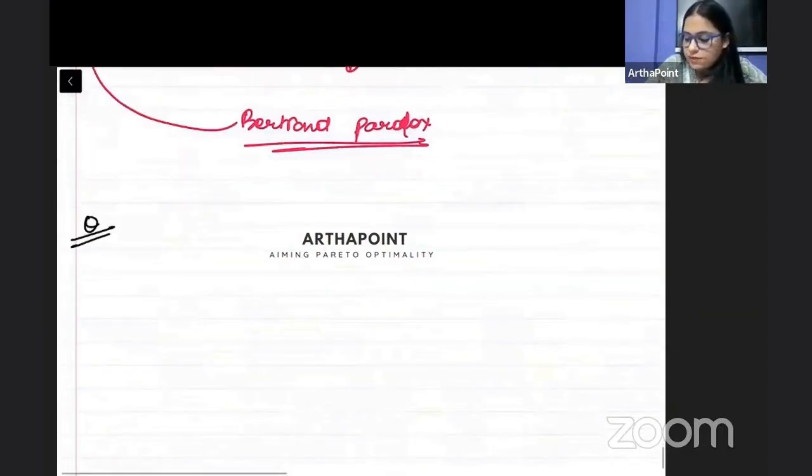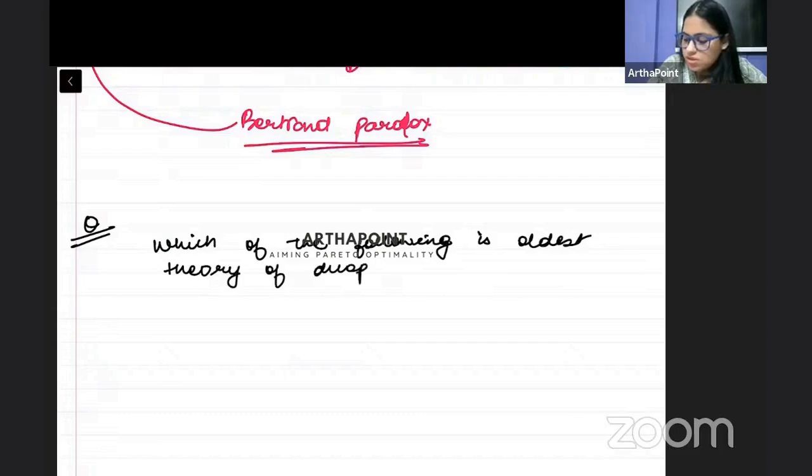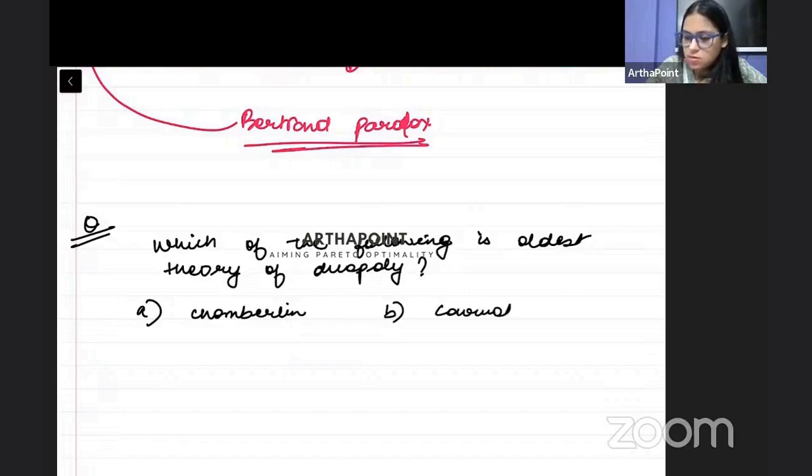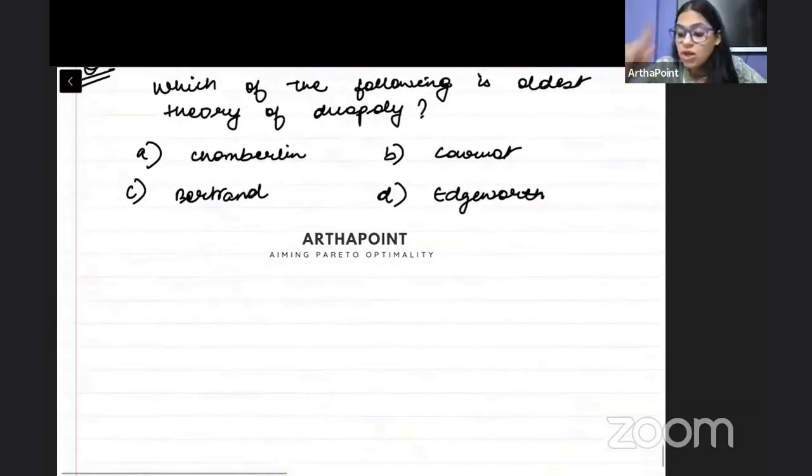Next question. Which of the following is the oldest theory of duopoly? सबसे पुरानी duopoly की थ्योरी क्या है? चेम्बरलिन मॉडल, कूर्नो मॉडल, बर्ट्रेंड मॉडल, एजवर्थ मॉडल. Which of them is the oldest theory of duopoly? इनमें से सबसे ओल्ड थ्योरी कौन सी है? Try to answer this question बेटा.